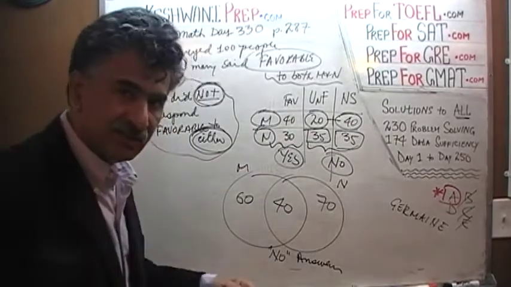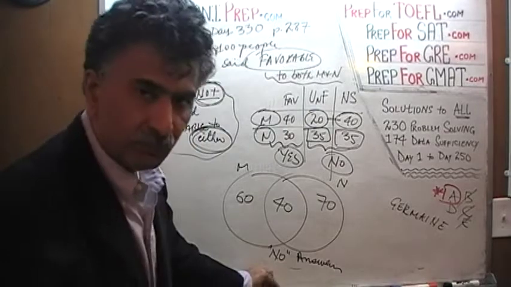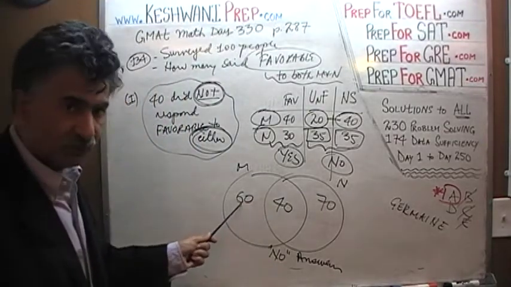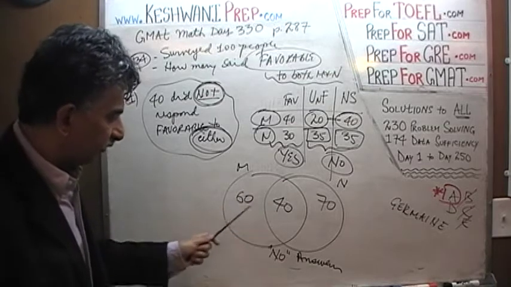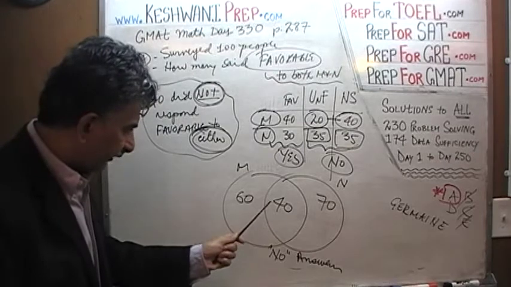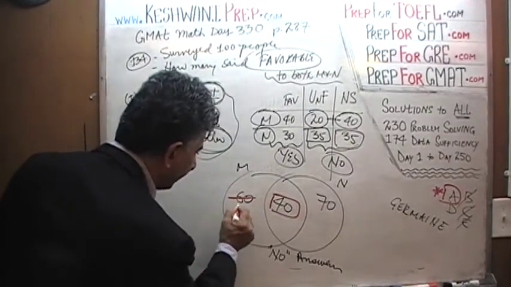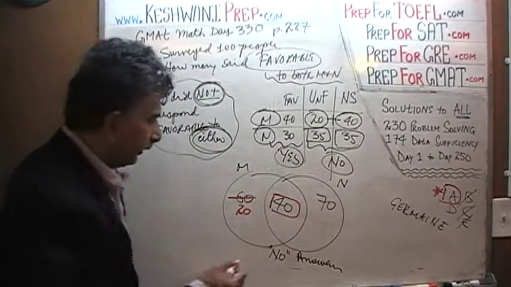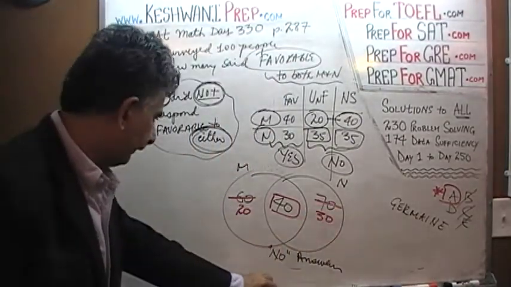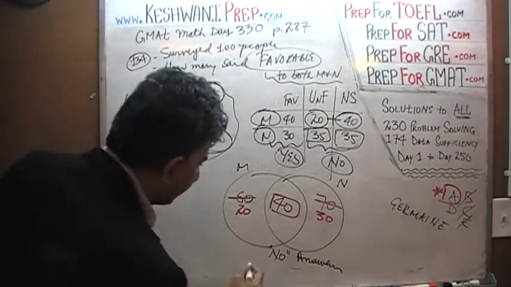As soon as you insert the 40 in the middle, now we have to go back and adjust this figure, because this 40 is counted twice now. This 40 is already here. The 60 people who said no to M are in this 40. So we have to go back and adjust the figures. As soon as we put the 40 in the center, this 60 is going to become 20. This 70 is going to become 30. That's it. We are almost done. That's it. Now, remember, these are the no votes.